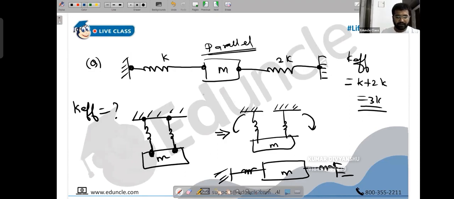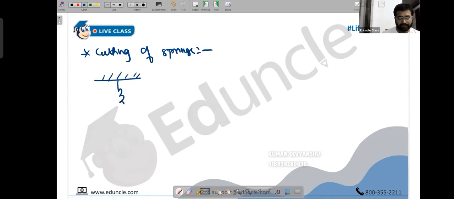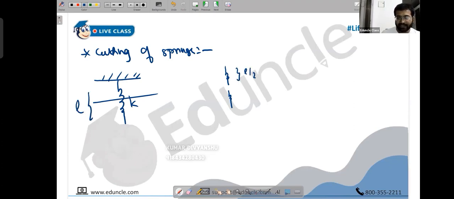Okay. Understood. Proceeding ahead. Next is cutting of springs. Are you aware of this concept? If a spring is cut, then what happens to its k value? Suppose I give you a spring k and a block of mass m, or let's just talk about the spring right now. Suppose I cut it into 2 halves, equal halves. Initially, let's say this was L. So this becomes L by 2, and this becomes L by 2.